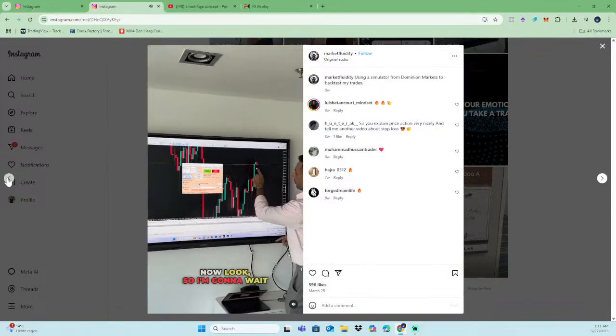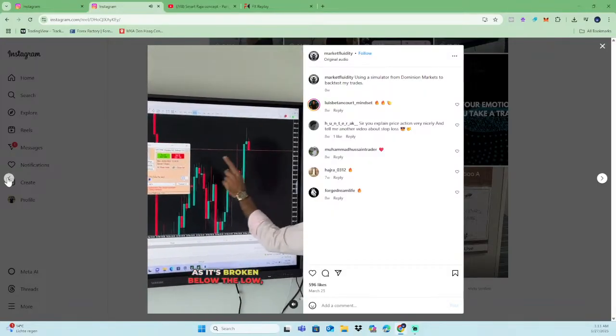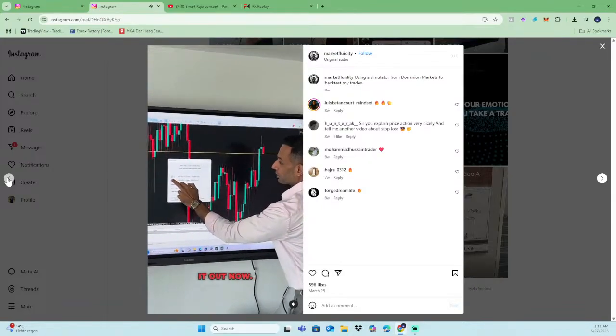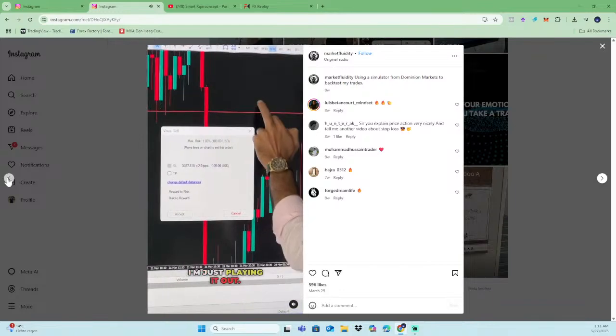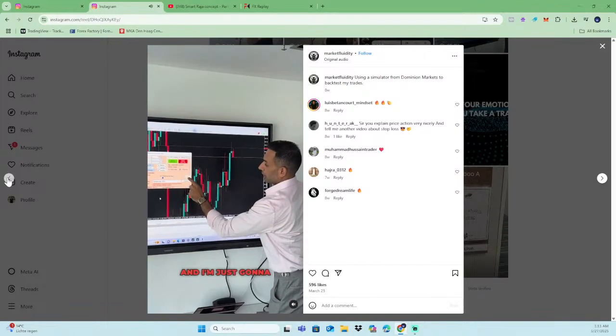Now look, I'm going to wait for a candle to break below the low. As it's broken below the low, this is where I should have entered yesterday, but I'm just playing it out now. That's it. I'm going to move my stuff. Stop loss goes up over here, accept, and I'm just going to play it out.